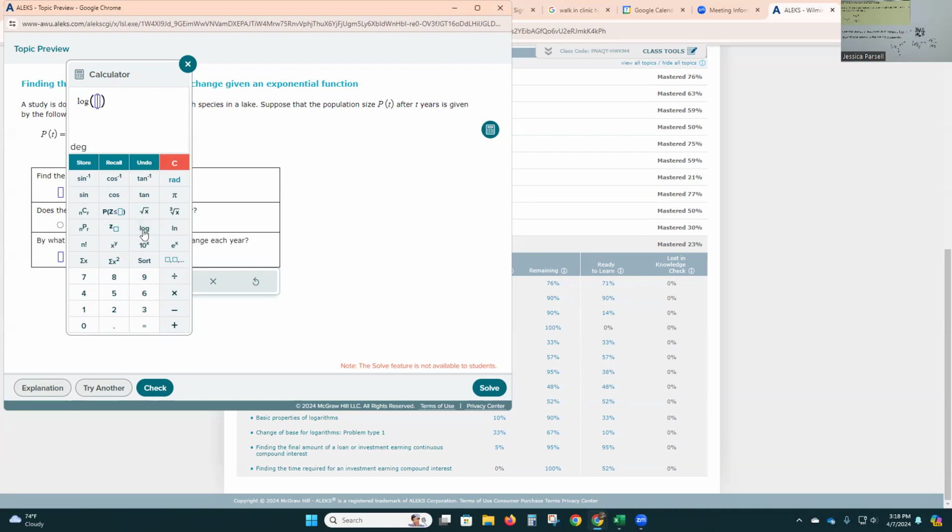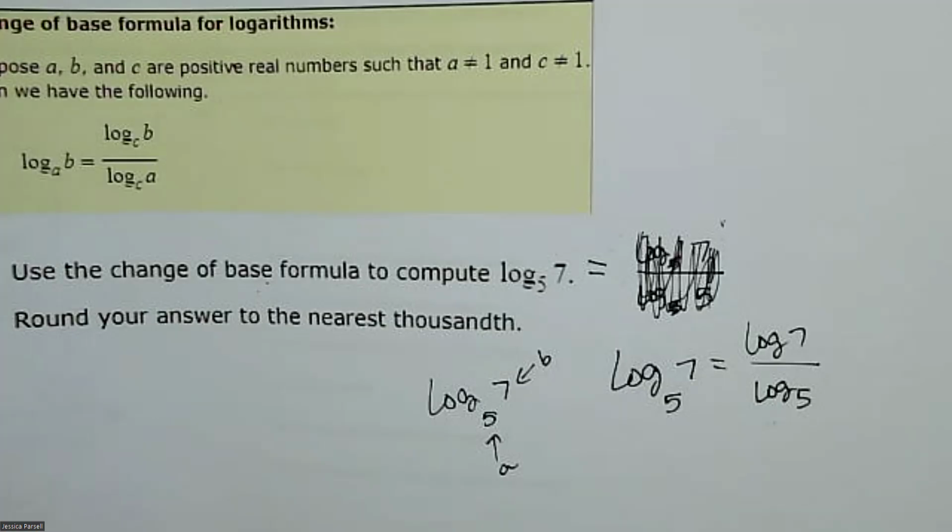So I'm going to do log of 7. And actually, I want to clear that out completely. Log of 7. And then I want to see how I can make a division sign come completely across here. So let me check on that, how to make the calculator do that. And I will be right back. All right, I'm back. It just took me a minute there to figure out how they want us to use this calculator.